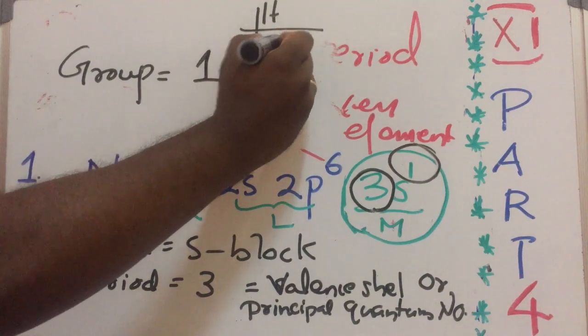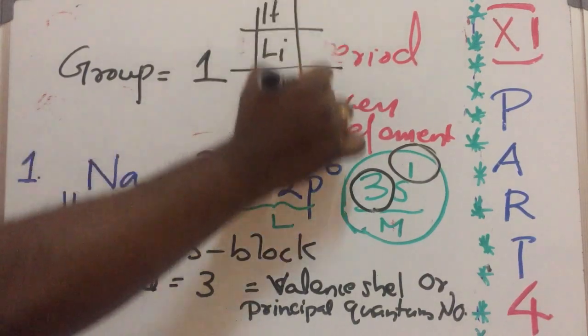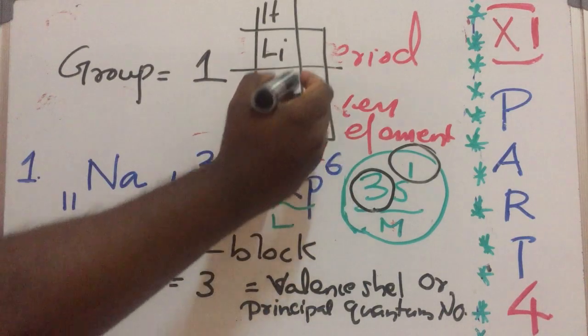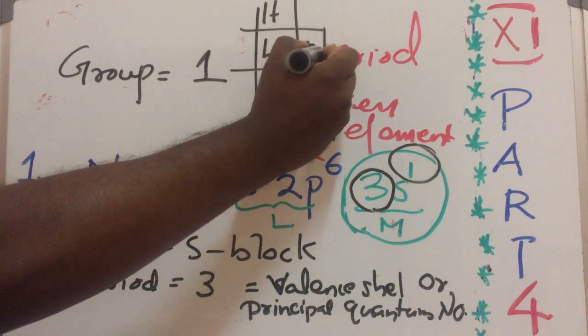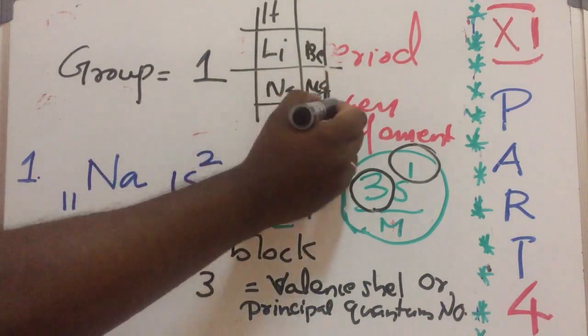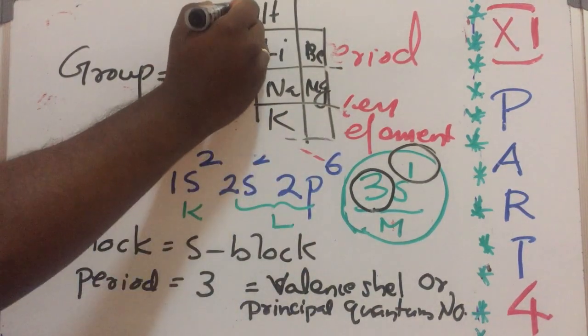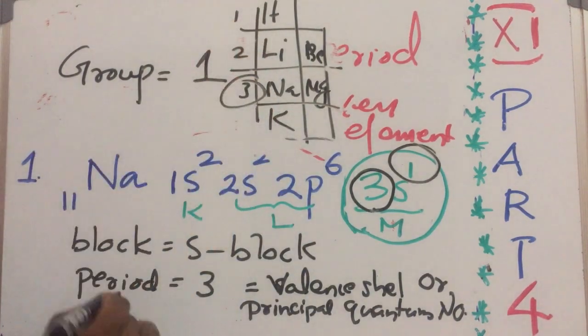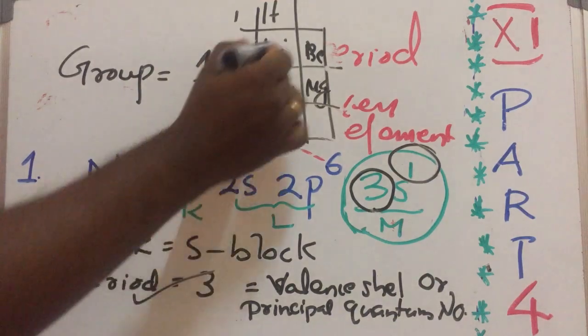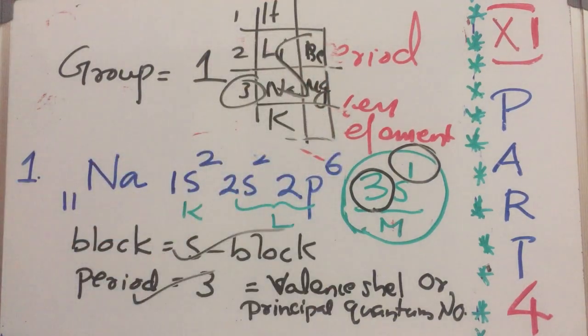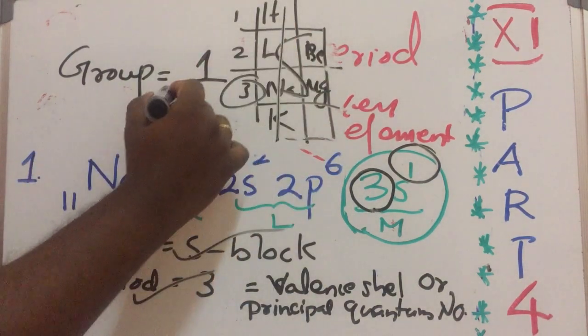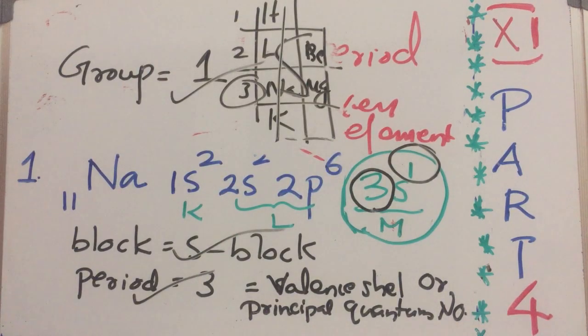Next is lithium, then sodium. Here beryllium, magnesium. Here potassium. See, third period, s block, s block. Which group? First group. So like this you can find out group, period and block from electronic configuration.